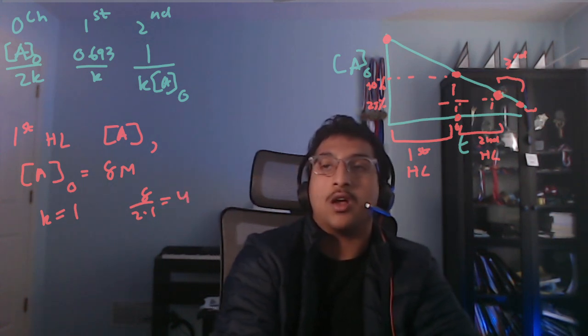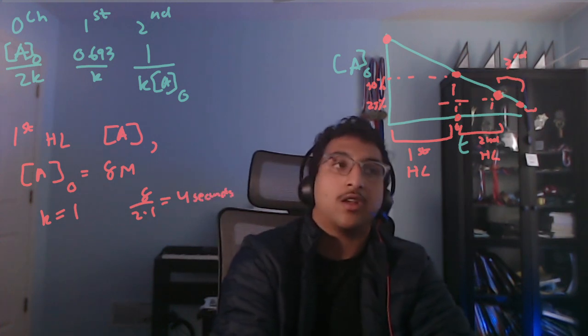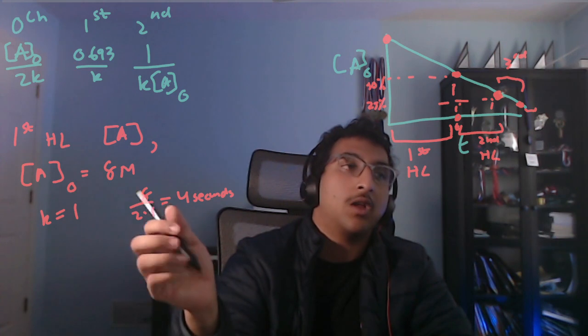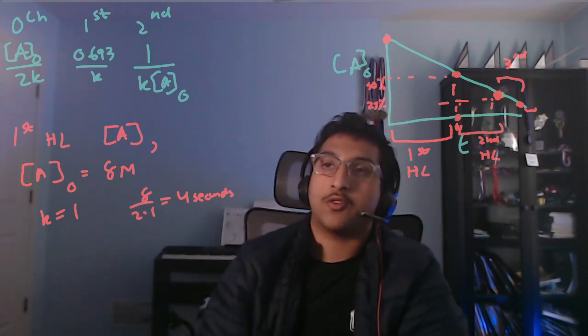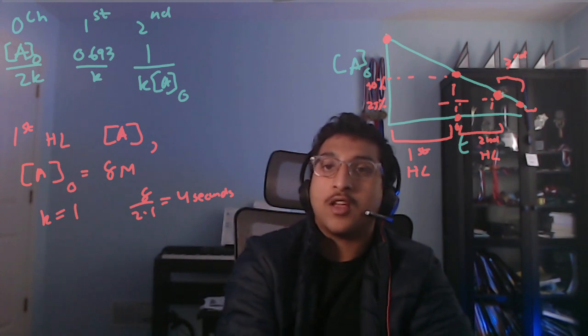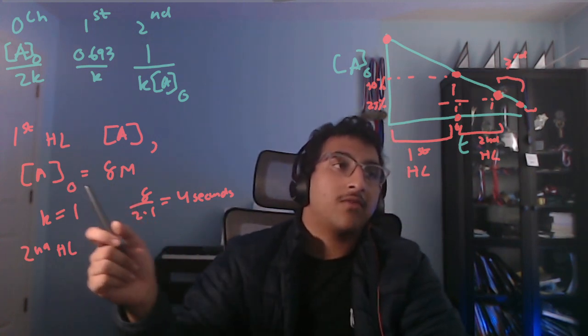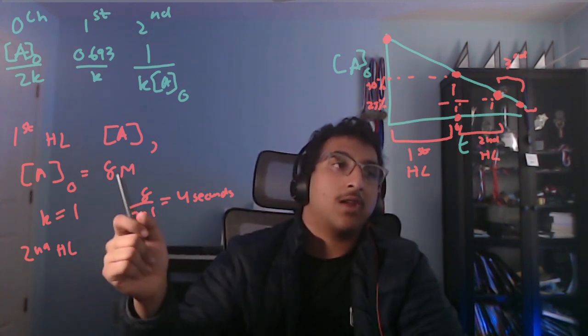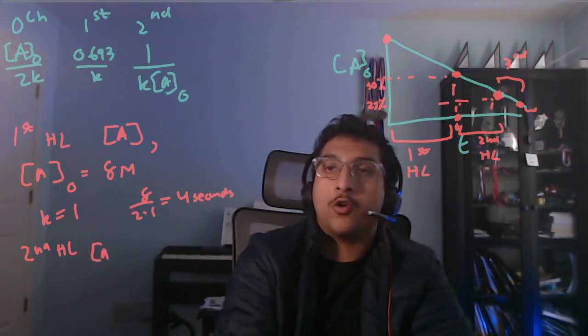So it actually takes 4 seconds. So 4 seconds. That's your first half-life. It takes 4 seconds to go from 8 moles per liter to 4 moles per liter. So the second half-life is going to be a bit different. You need to start with how much you have left. So after 4 seconds, you lose half of the concentration. So you start with 4 M, actually.